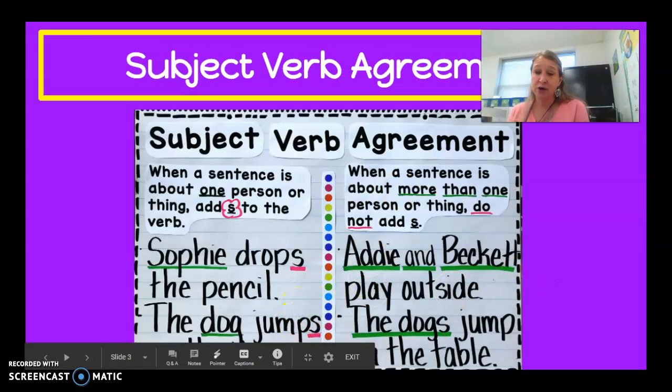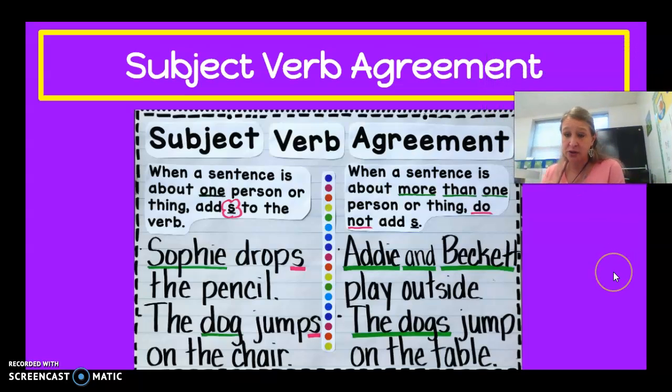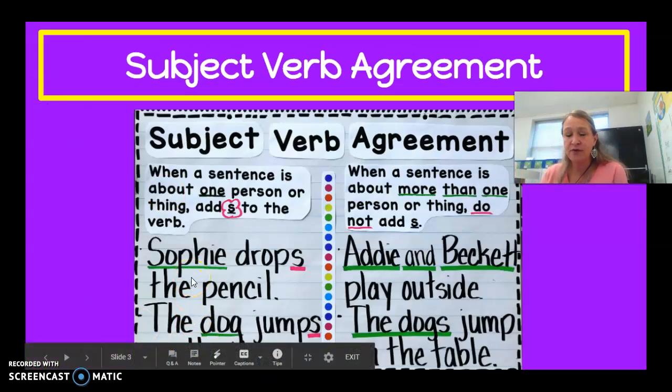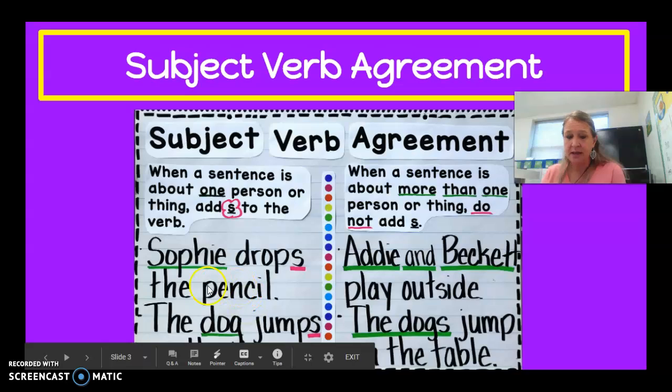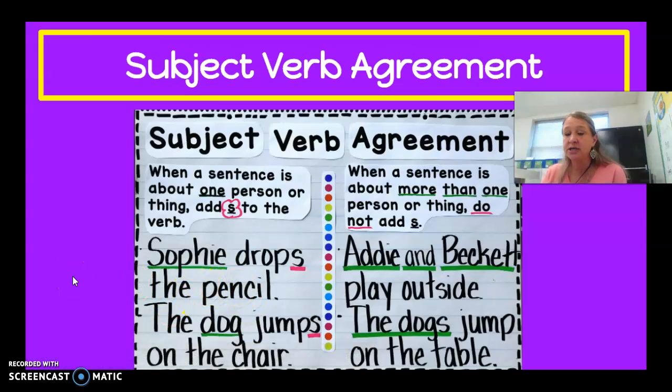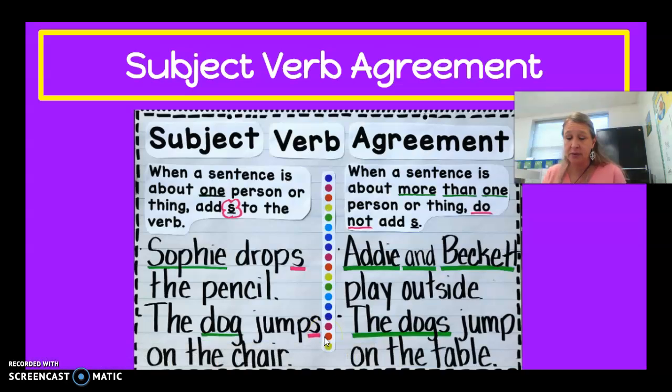Well, subjects and verbs have to agree. They have to make sense in the sentence. And let me tell you how to do that. When a sentence is about one person, you're going to add an S to the verb. Sophie is one person, so whatever the verb is next to Sophie, I have to add an S. Sophie drops the pencil. The next sentence says the dog jumps on the chair. It's talking about one dog, so we have to add an S to the verb.